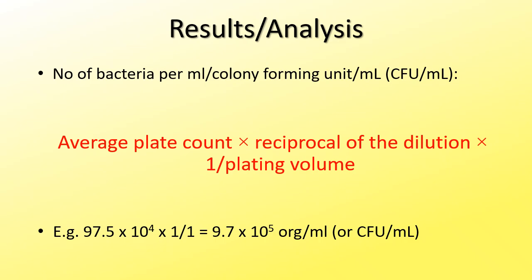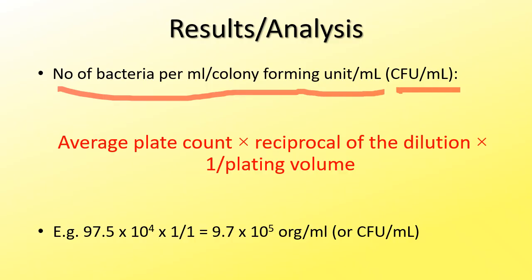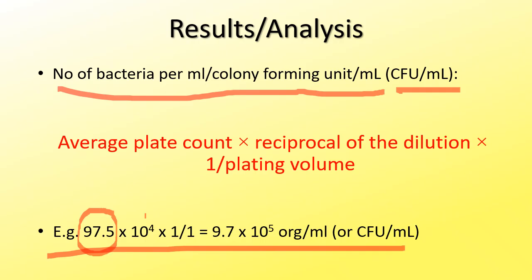So now let's see how we can analyze the results. The unit to measure the number of bacteria is number of bacteria per mL, or colony forming unit per mL, in short form CFU per mL. And this is the formula: average plate count times the reciprocal of the dilution, or dilution factor, times 1 divided by the plating volume. Let's say the average plate count is 97, times the dilution factor 10 to the power of 4, and then 1 divided by the plating volume. The plating volume is 1. Then you get 9.7 times 10 to the power of 5 organisms per mL, or you can also put it as CFU per mL.